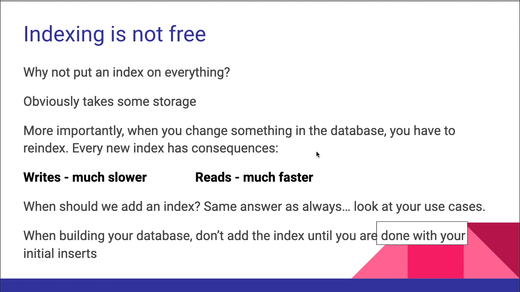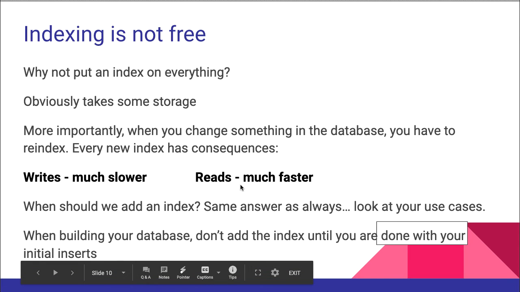So if you have 50 different indexes, you're going to have to do a logarithmic update in the best case scenario 50 times. If you have 10 million items, that's still going to take a lot of time to do those 50 logarithmic updates. So why do we add indexes?